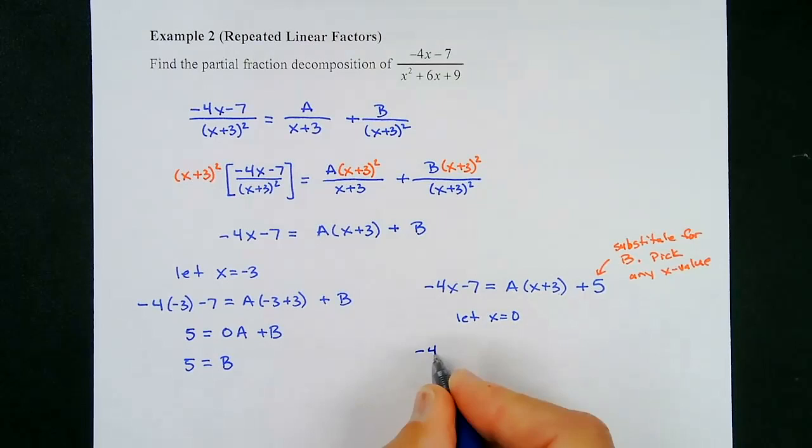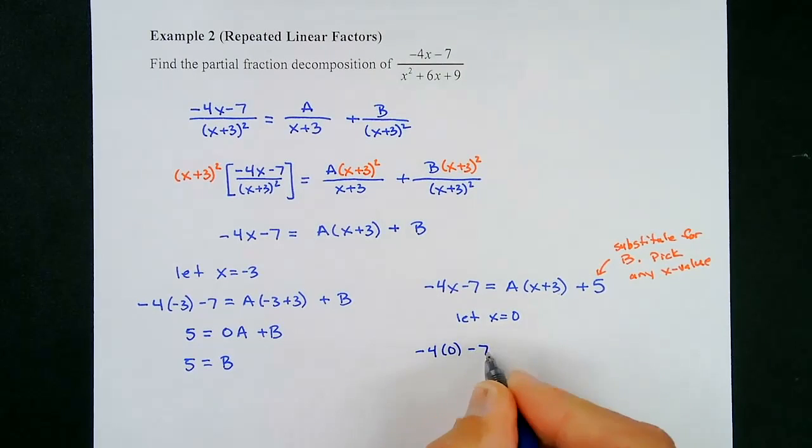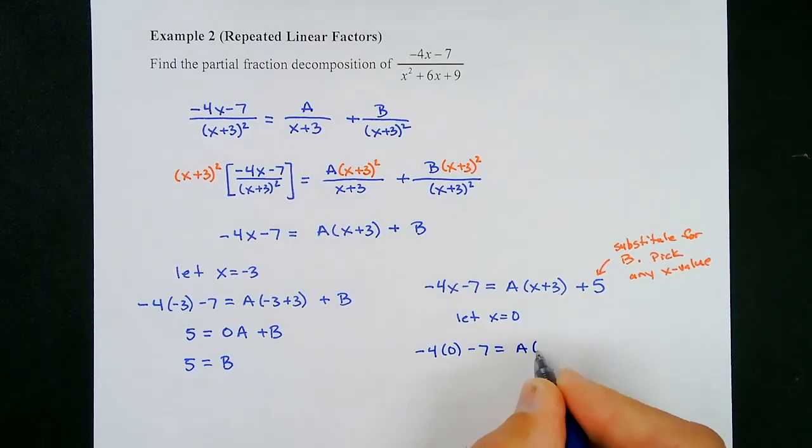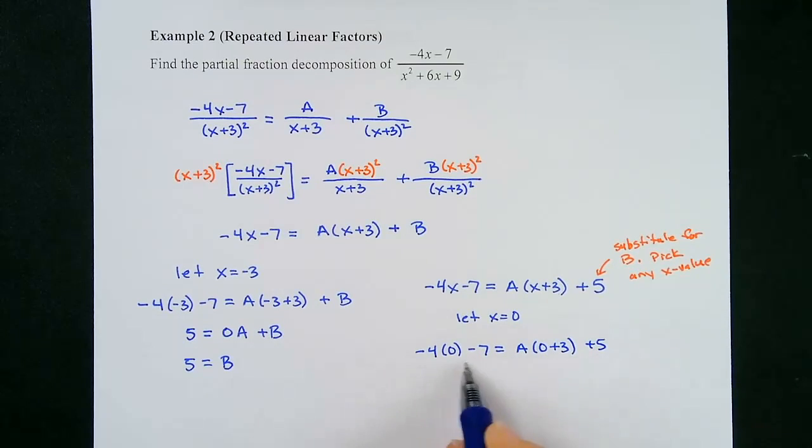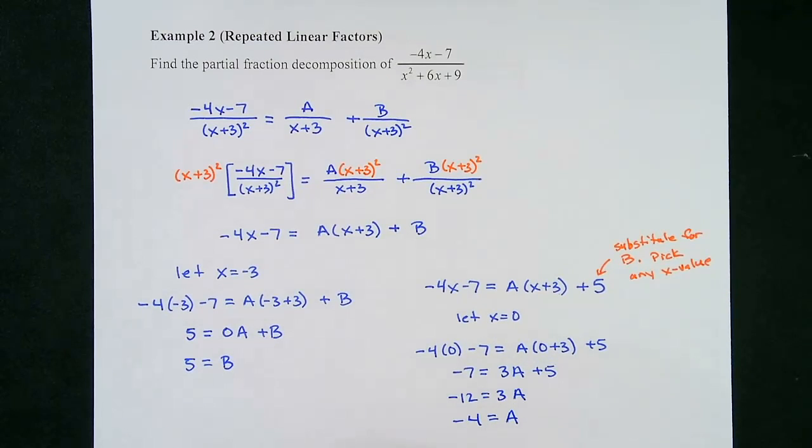So we'd have -4 times 0 minus 7 is equal to a times 0 plus 3, and then plus this 5 out here. This becomes -7 is equal to, this would be 0 plus 3, this would be 3, so this makes 3a plus 5. Now that's going to allow me to solve for a, so I'm going to subtract 5, and that's going to give me -12 is equal to 3a, or -4 is equal to a. So now I know my a, it's -4.